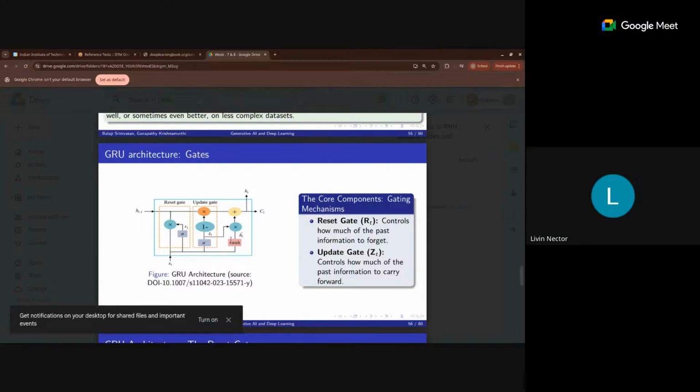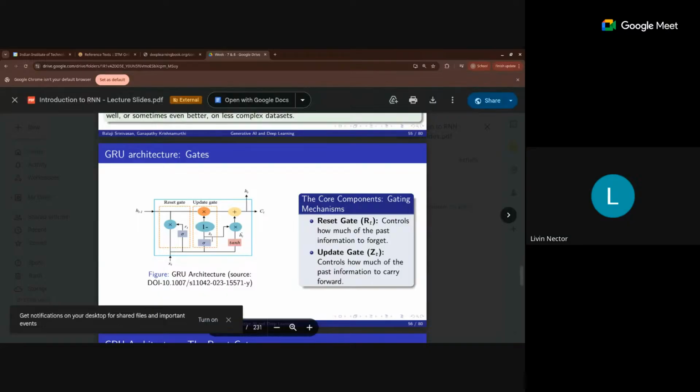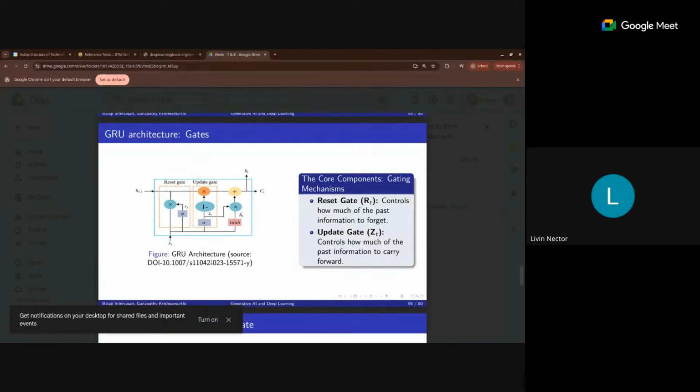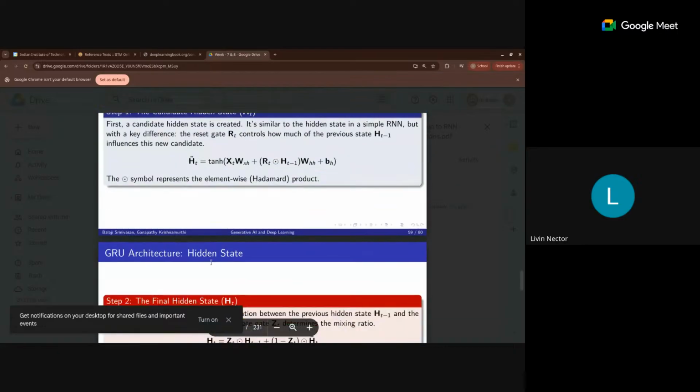So to compute this output, actually this gated H_t is used. The diagram is not showing that connection also. So whatever is coming from the reset gate is actually used to compute that one.